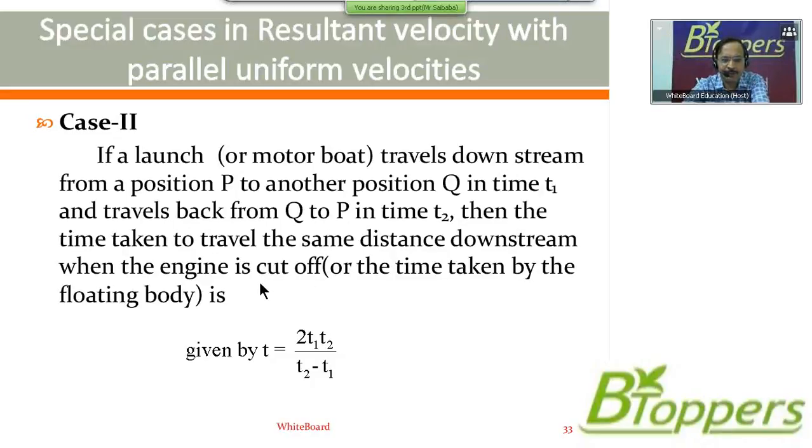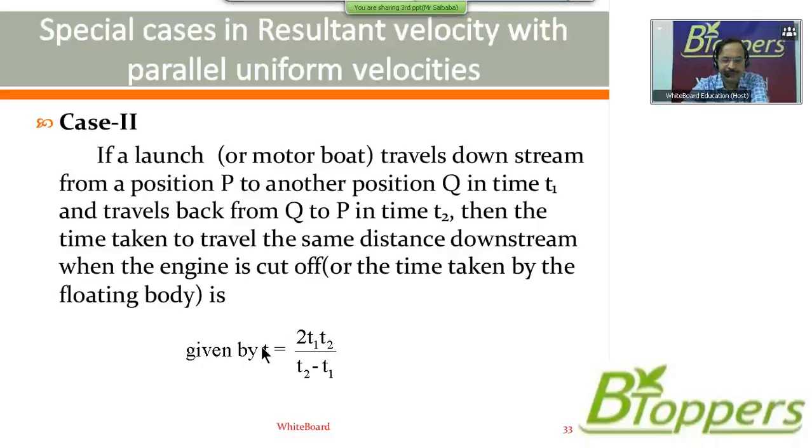Or you can say time taken by a floating body to move from P to Q is given by T equal to T1 T2 by T2 minus T1. Here T1 is the time taken to travel the distance from P to Q downstream, and T2 is the time taken to travel the same distance upstream from Q to P. T is the time taken to travel the same distance downstream when the engine is cut off. Or you can say T is the time taken by a floating body to move between the two positions.